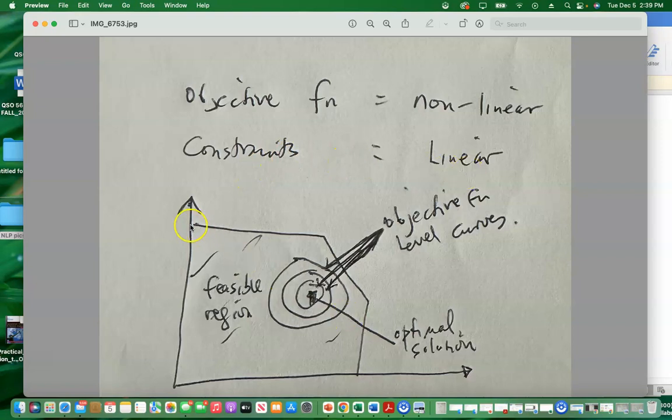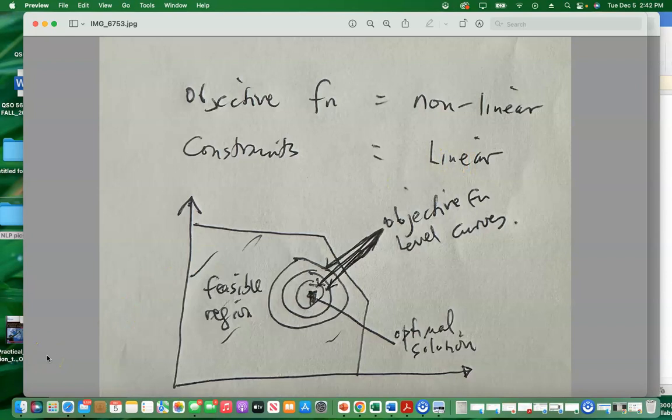So you can see that our constraints are straight lines with these endpoints, but the objective function level curves are curved, and then we have the optimal solution at this point. And so this is another example of an objective function that is non-linear with constraints that are linear.